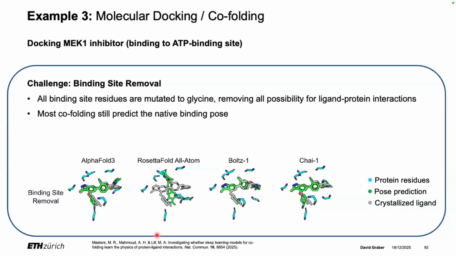But then they made this challenge of binding site removal. So they mutated all the binding residues to glycine, which is really unreactive. So basically they removed all possibility for interaction of the ligand with the protein. And you can see here that most of the co-folding models still predict this native binding structure, although all possibility for non-covalent interaction with the protein has basically been erased by only having glycine in the binding pocket.